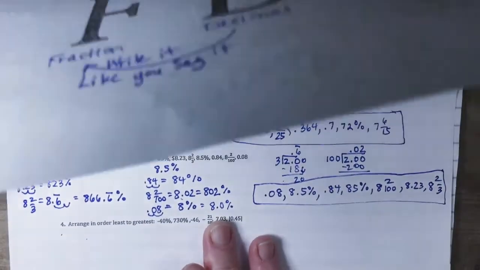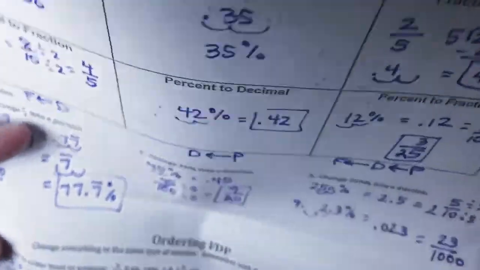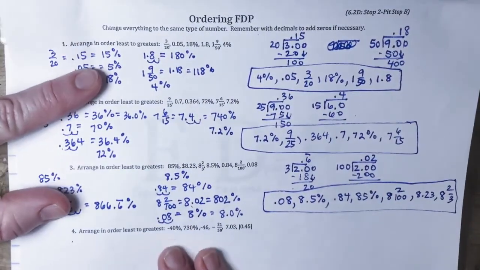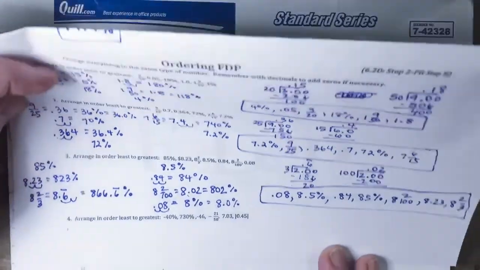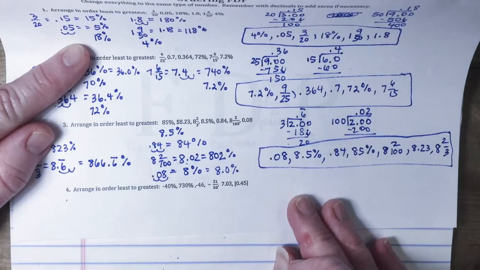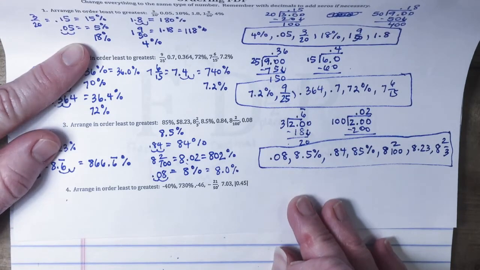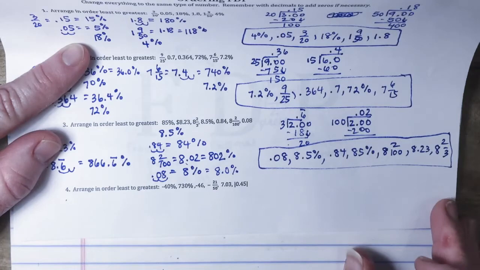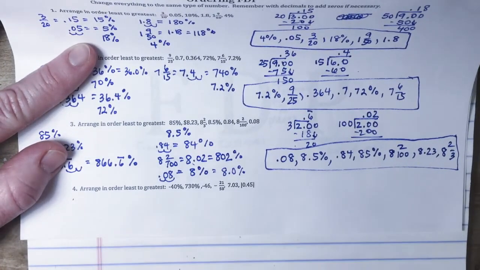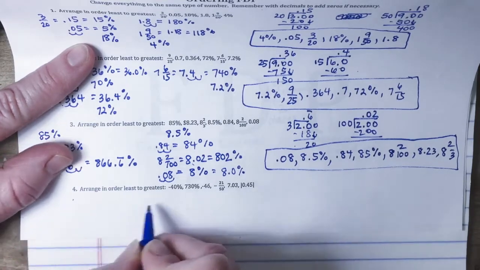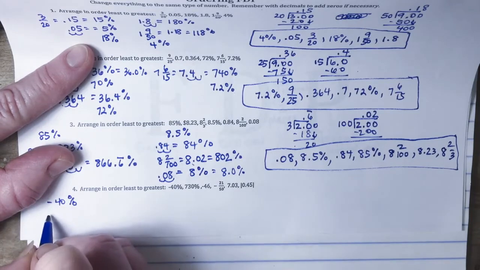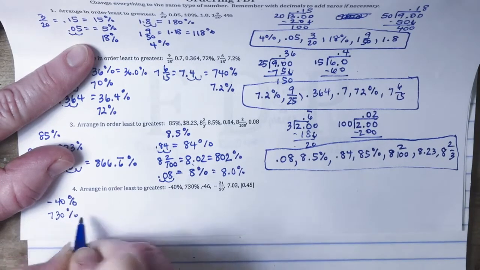And then in this last example, I have some negative numbers. I'm going to treat these just the same as how I've done things in the past. So negatives are going to come before positives, and negatives tend to get smaller as they approach 0. All right, so the larger the negative, the smaller the number, the least its value. All right, so I have negative 40%. So since this is already a percent, I don't need to change it. 730%, also a percent, don't need to change it.